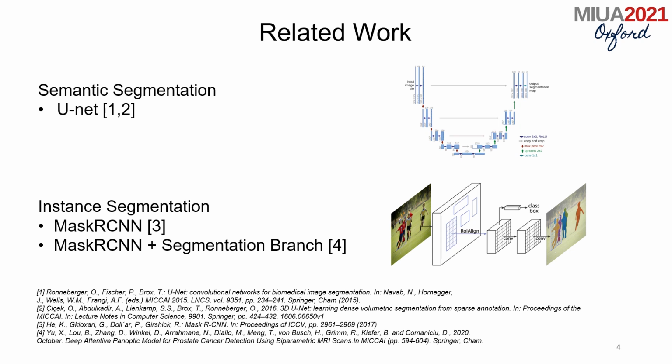Recent related work formulates prostate cancer detection as either a semantic segmentation or instance segmentation task. The task of instance segmentation is actually a combination of object detection, which detects individual objects, and semantic segmentation, which classifies each pixel in 2D or voxel in 3D into a fixed set of categories. The most classical deep learning algorithms in the above two categories are the UNet and the Mask R-CNN, respectively.